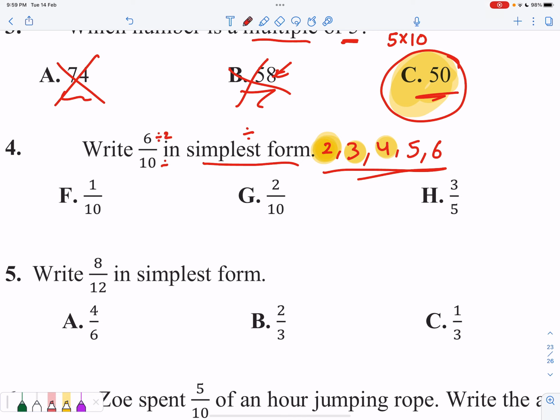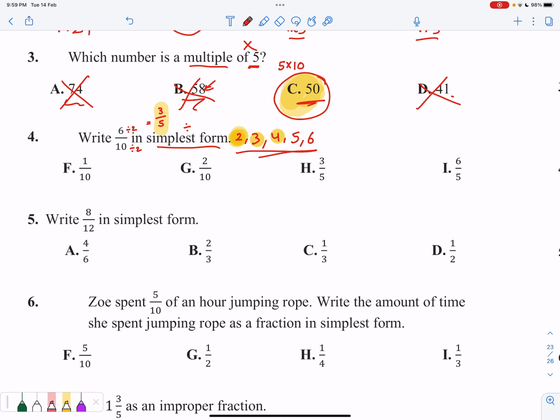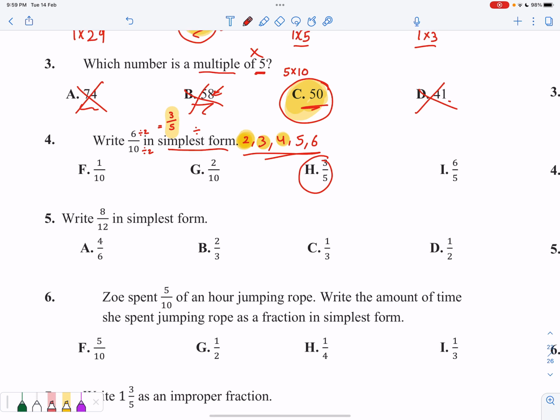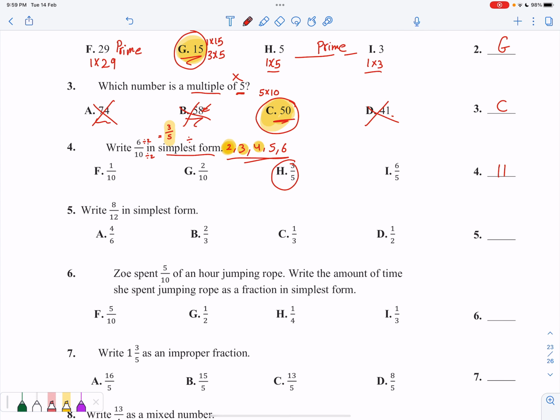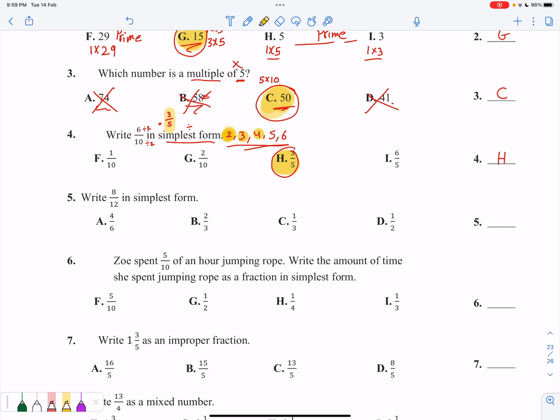Over 2, over 2. So 6 divided by 2 equals 3, over 10 divided by 2 equals 5. Okay, now you have 3 and 5. Can you simplify them more? Can you divide them over something? Of course not. So this is the simplest form. We call it simplest form, which is 3 over 5, which is the answer that we get after we simplify, after we write the fraction in the simplest form.